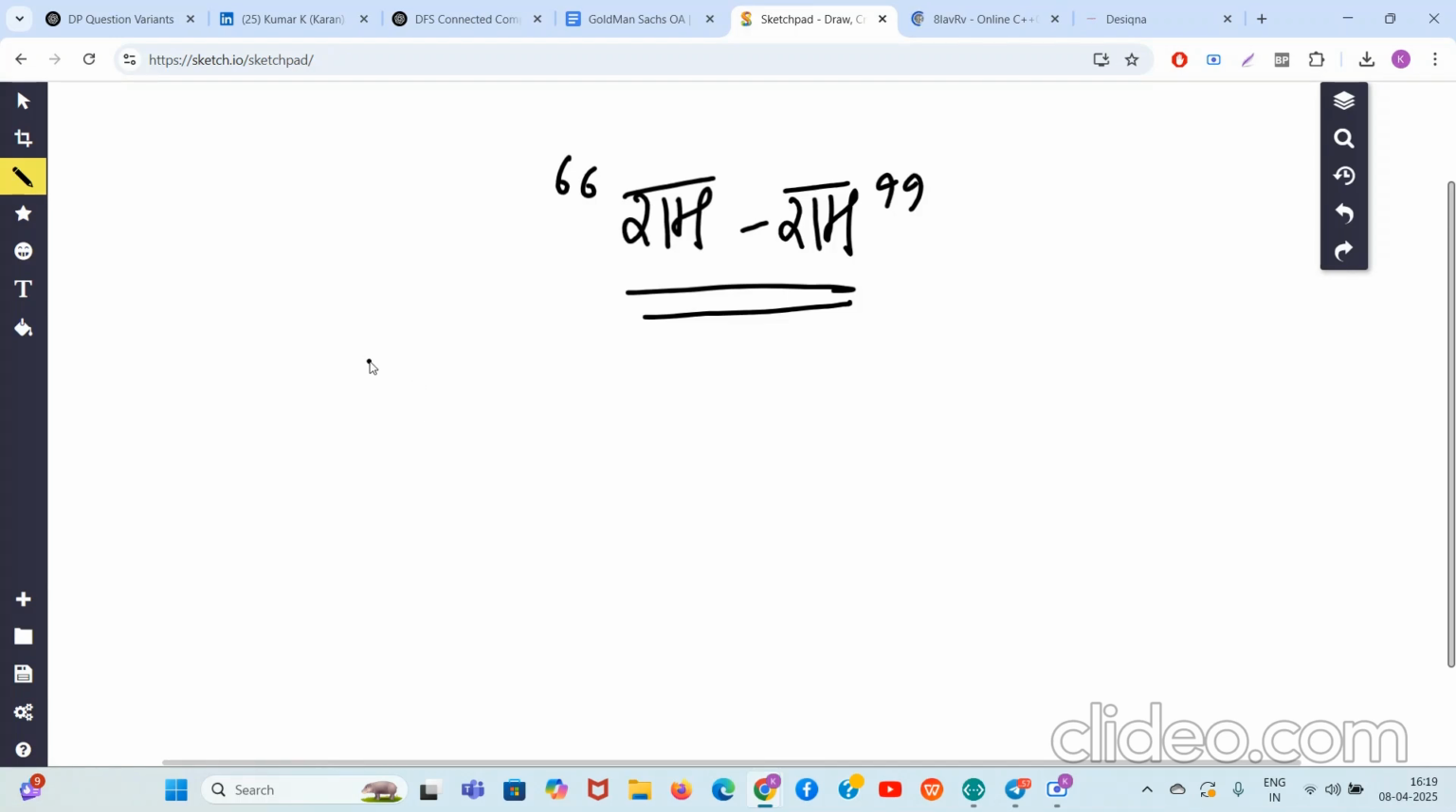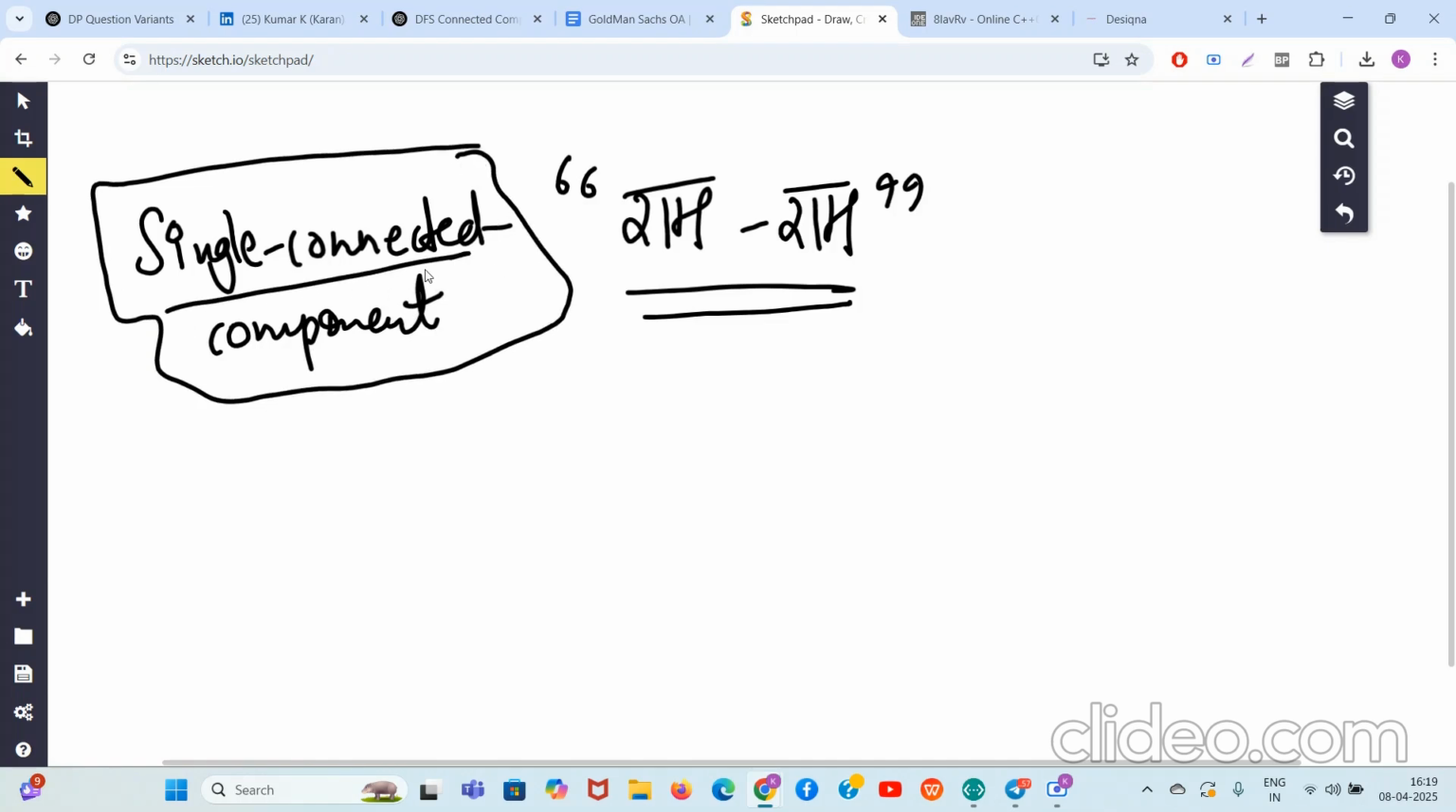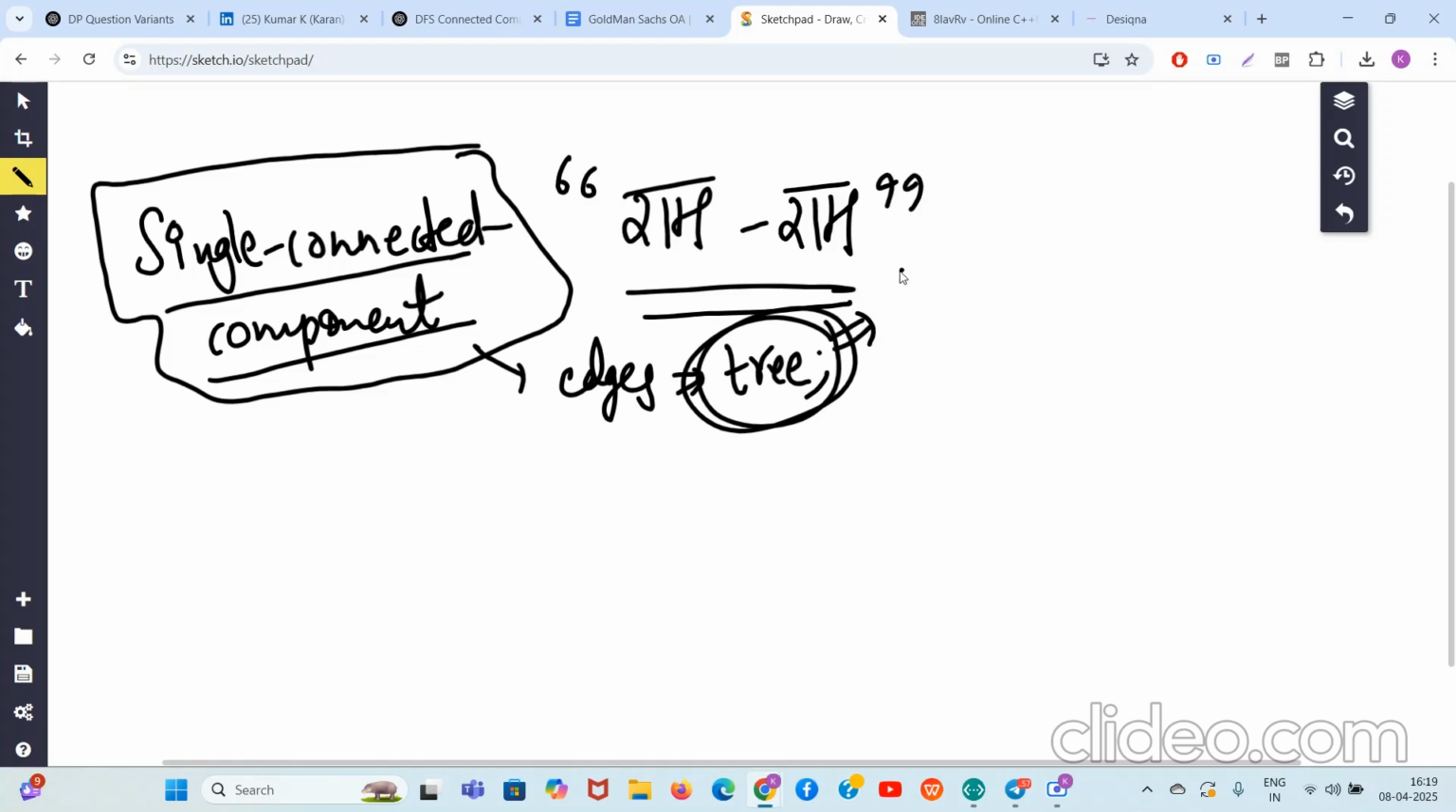Okay. Maximum spanning tree means I will give you a single connected component. It will have n minus 1 edges, or it can have more than n minus 1 edges also. You have to tell me which edges to remove to make it a tree, but the tree should have the maximum sum of edges.